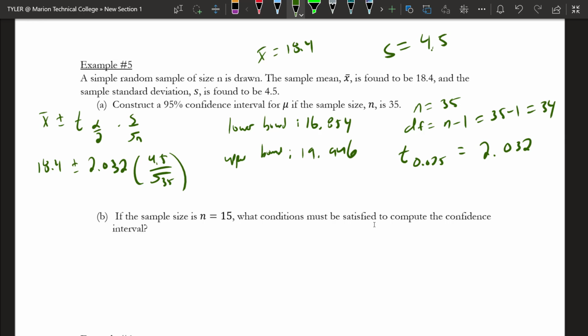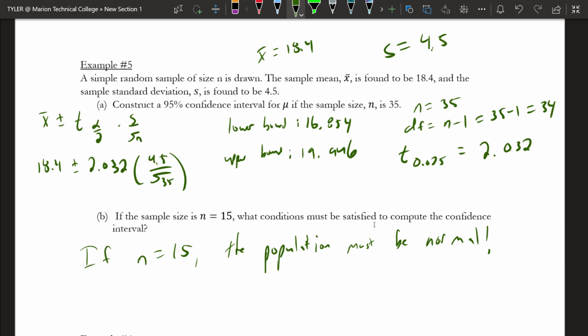So in part B, it says if the sample size is n equals 15, what conditions must be satisfied to compute the confidence interval, right? So if n equals 15, the population must be normal. Remember, that has to be the case if n is less than 30.